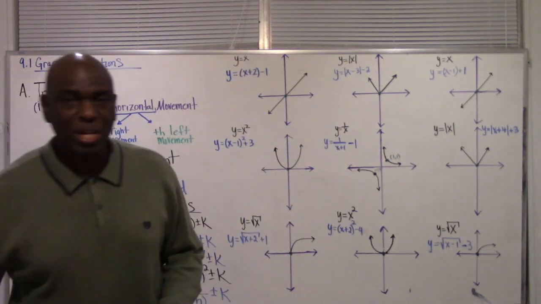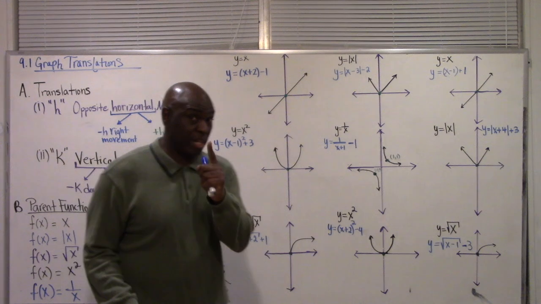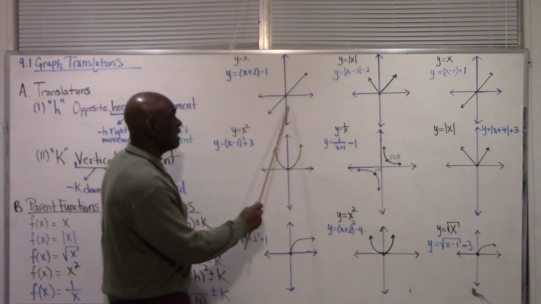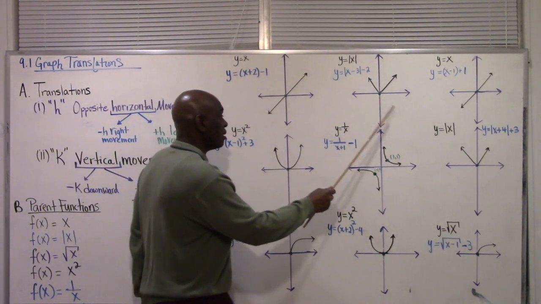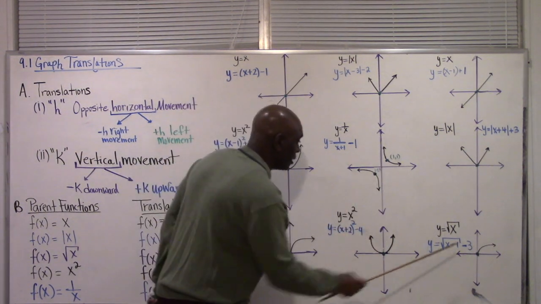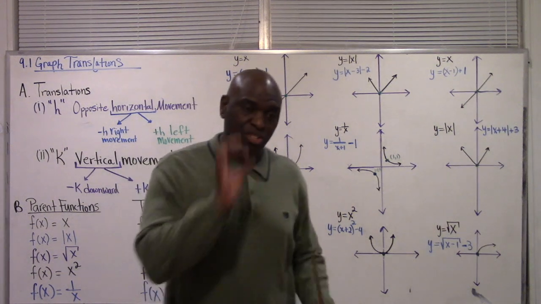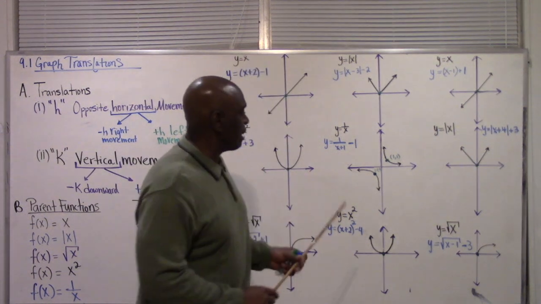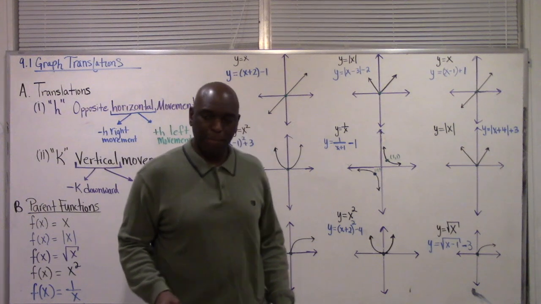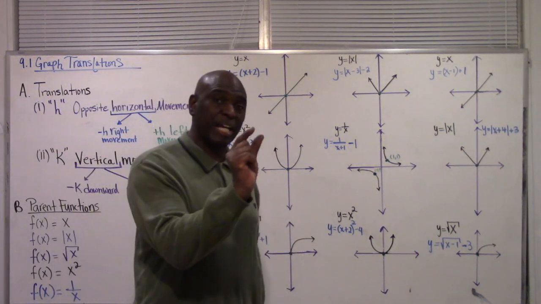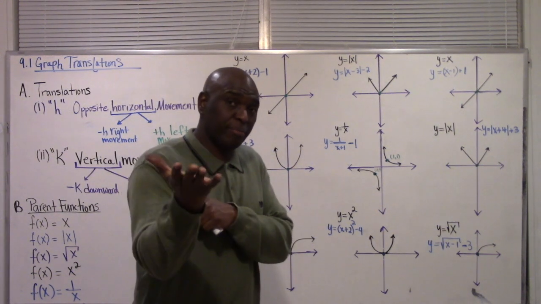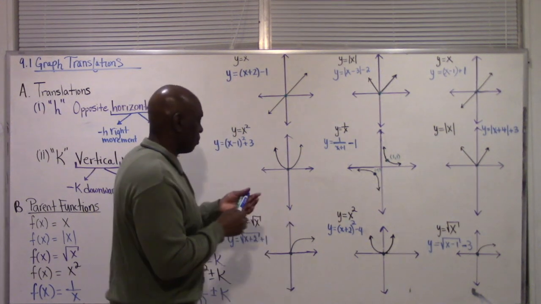Let's start translating. Please notice this, here's the key. For every parent function, I have a green dot at 0, 0, except for the hyperbola, where I have points at -1, -1 and 1, 1. To translate these, it's just a matter of taking the green dot and moving it according to the horizontal and then vertical movement. That's all we're going to do. All right? Here we go.